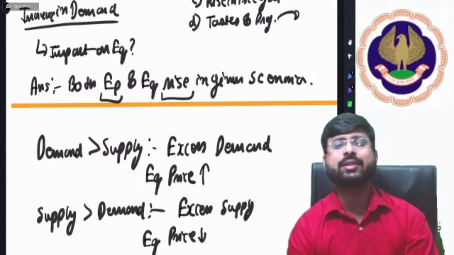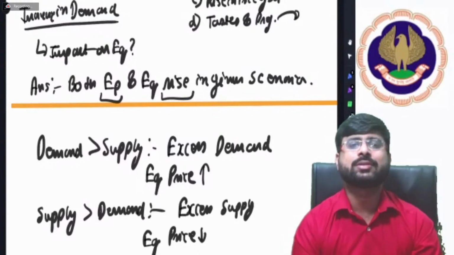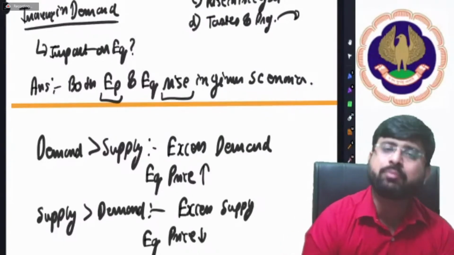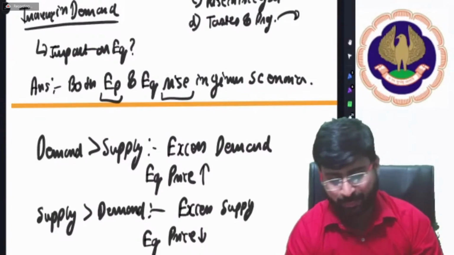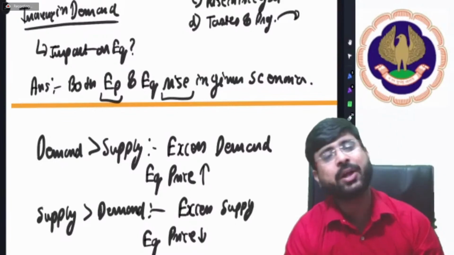Yes, sir, it's correct. So that is how it works. If demand is greater than supply, there is excess demand, and equilibrium price will rise. If supply is greater than demand, there is excess supply, and equilibrium price will fall.